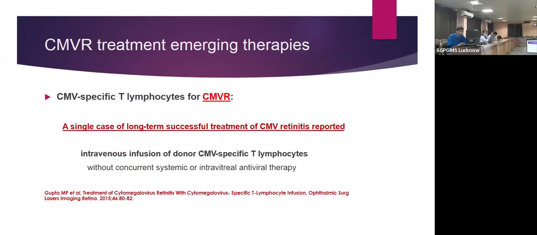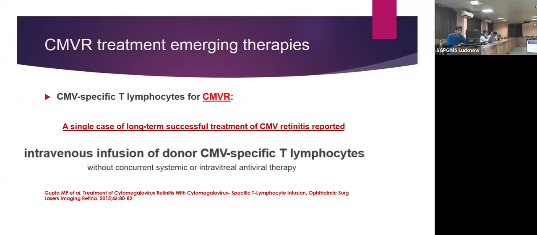That is indicative of control of infection. But only one case of long-term success has been reported in CMV retinitis, and that reported up to 6 months with no recurrence. That is a very good period without recurrence, with the transfer of these CMV specific T lymphocytes that was given intravitreally.